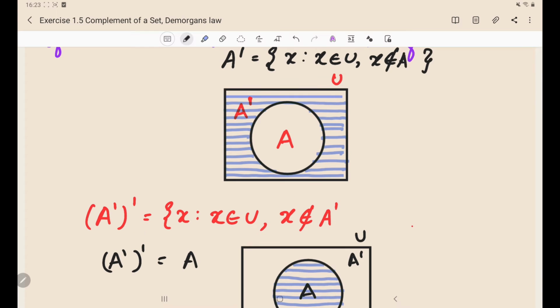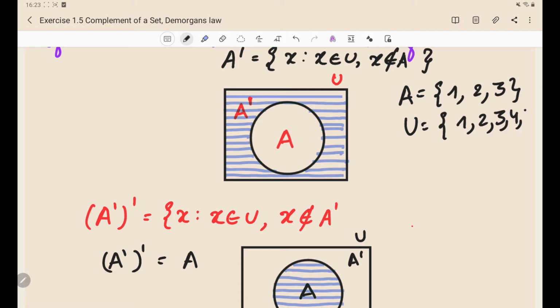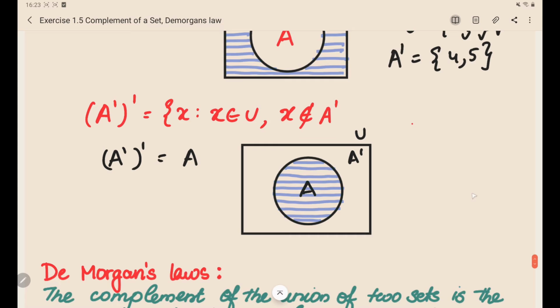Shall we take some examples? Let's discuss some examples. For example, A is a set with elements 1, 2, 3, and the universal set is the set with elements 1, 2, 3, 4, 5. So what is A complement here? A complement is nothing but all the elements which do not belong to the subset A. 1, 2, 3 are already in the subset A, so the elements 4 and 5 constitute the complement of A.